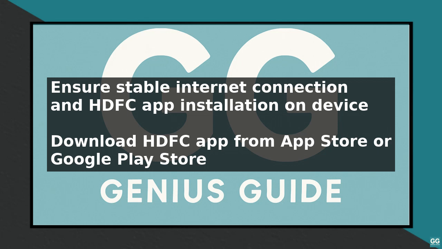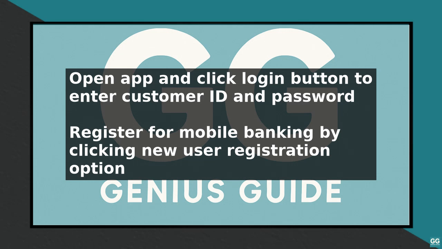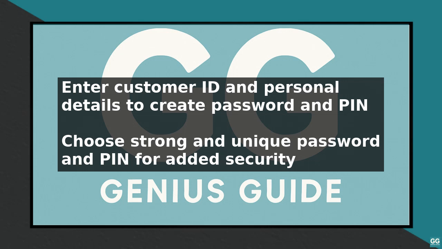You will be prompted to enter your customer ID or username and password. If you are a first-time user, you may need to register for mobile banking by clicking on the New User Registration option. During the registration process, you will be asked to enter your customer ID, account number, and other personal details. You will also need to create a password and a 4-digit PIN for added security. Make sure to choose a strong and unique password and PIN to protect your account.